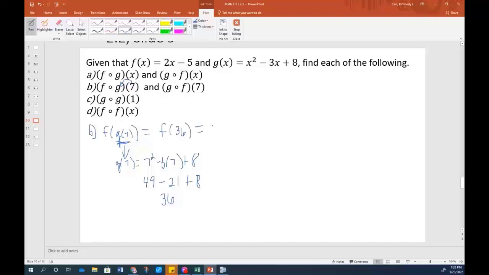So now I can take 36 and plug it into the f function. So I have 2 times 36 minus 5. Well, 2 times 36 is 72. And then 72 minus 5 is 67.